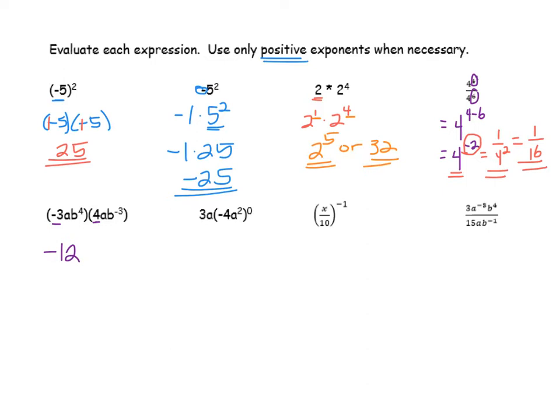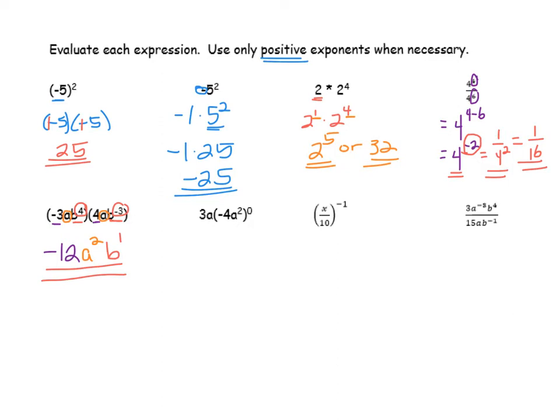Now I'm going to look at the A's. I have just an A here and an A here. A times A becomes A squared. Finally, the B's, we have B to the fourth times B to the negative 3. That means we're going to add our exponents, and 4 plus negative 3, which is 4 minus 3, is just 1. And that's it. There are no negative exponents. You can have a negative coefficient, but no negative exponents.